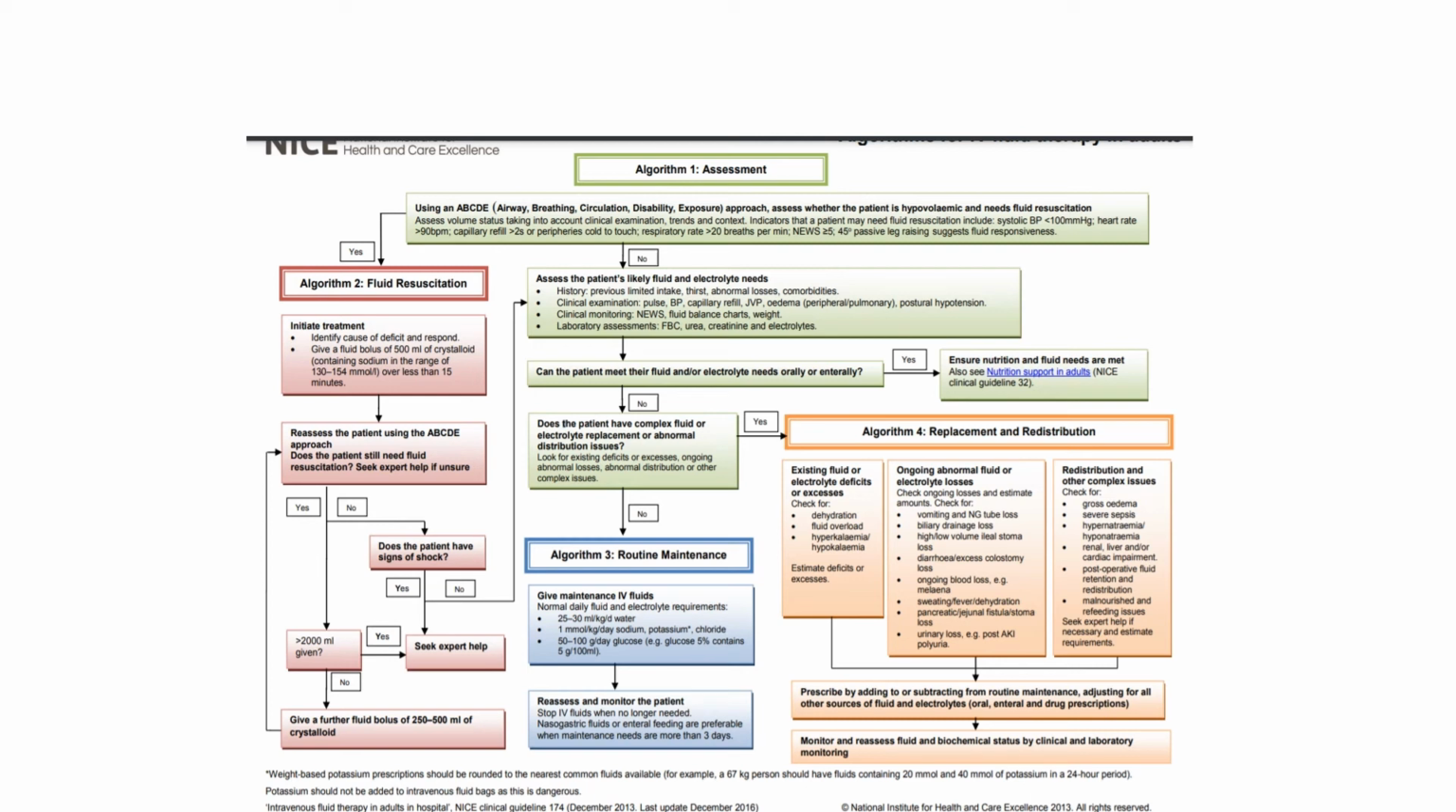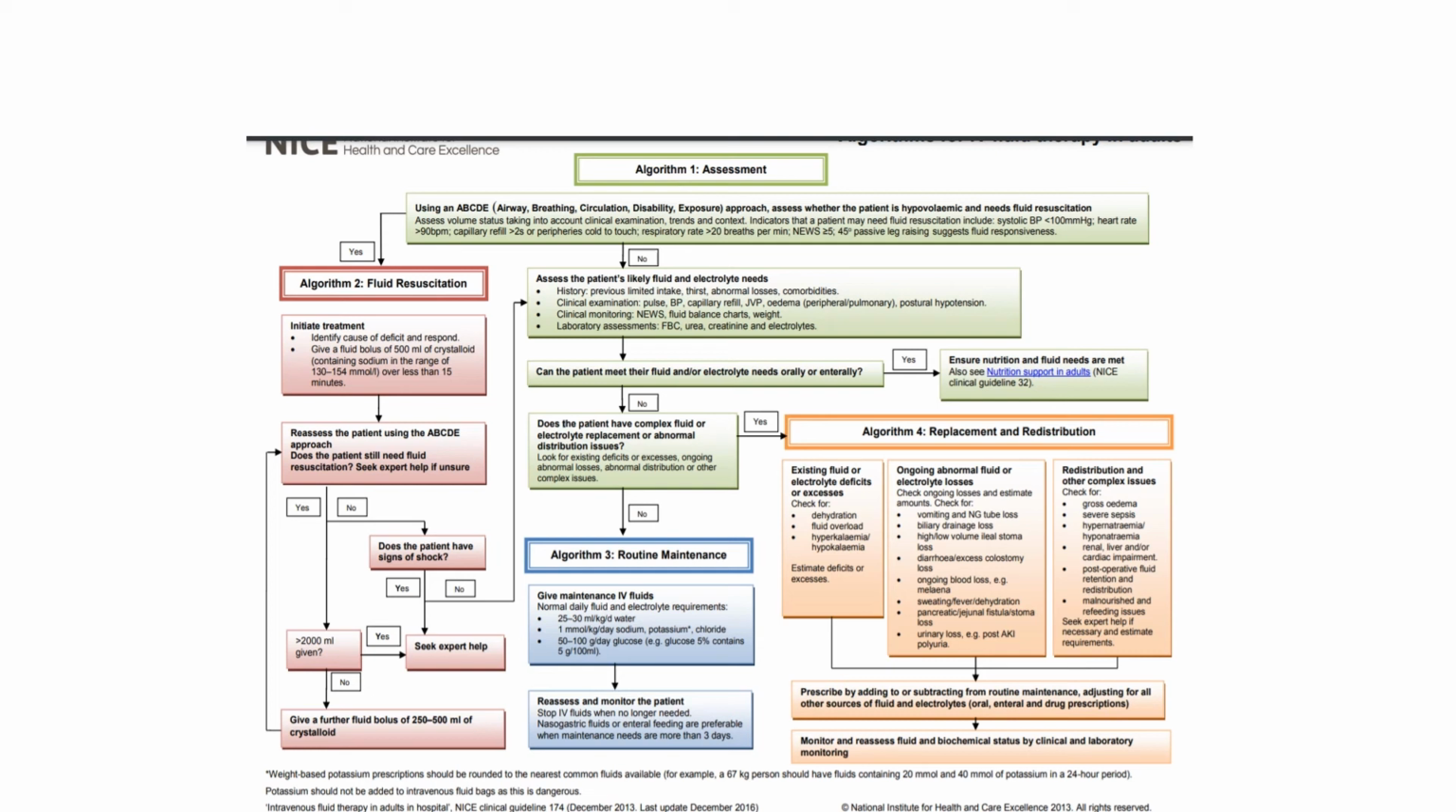Coming next to after initial assessment, if the patient doesn't require any fluid resuscitation, then assess the patient's likely fluid and electrolyte needs. In history, you will assess whether the patient had any abdominal losses and the patient's comorbidities. Clinical examination includes pulse, BP, capillary refill time, JVP, edema, and postural hypotension. Clinical monitoring includes the NEWS scoring system, the fluid balance chart, that is input output charting, and the weight of the patient. Laboratory assessment includes a full blood count, urea, creatinine, and electrolytes.